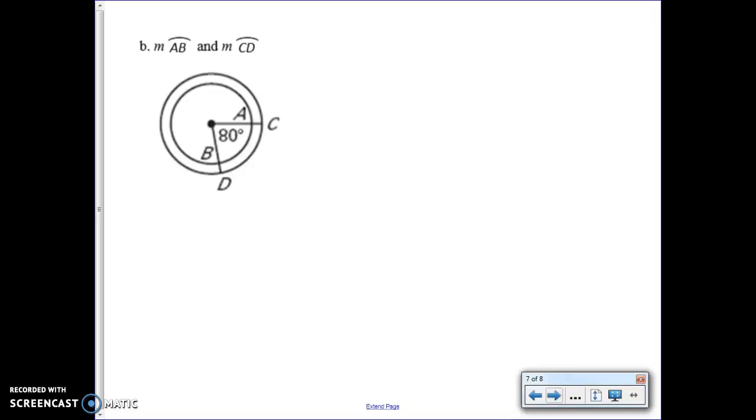However, looking at this one, I have the measure of arc AB and I have the measure of arc CD. While they have the same measure, they're not of the same circle and their radii are different lengths. So their arc lengths are not the same measure. So in this case, we would say no.